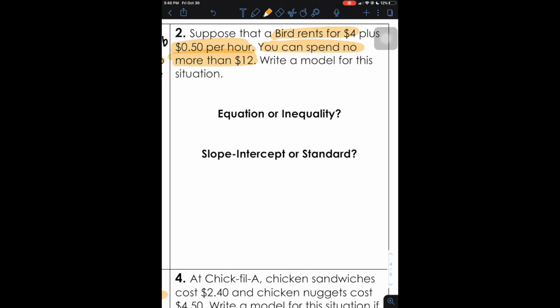So first they want us to figure out, is this going to be an equation or an inequality? In the equations, that's what we've been working with. They have the equal sign. The two sides should be equal to each other. Then we also have inequalities. And I'm going to write, this is greater than. This is our less than.